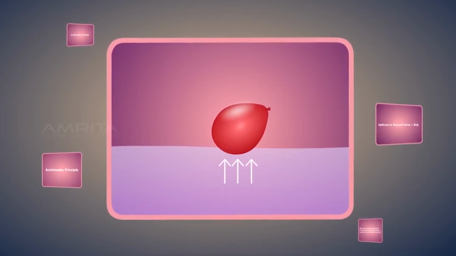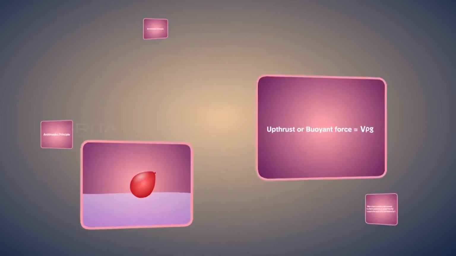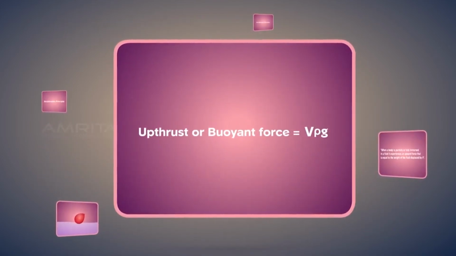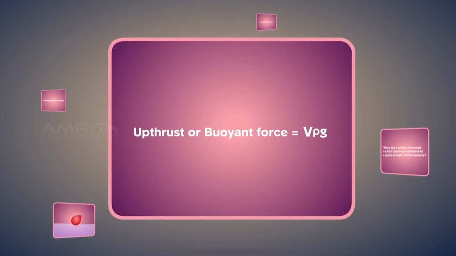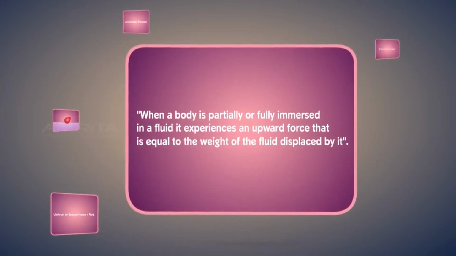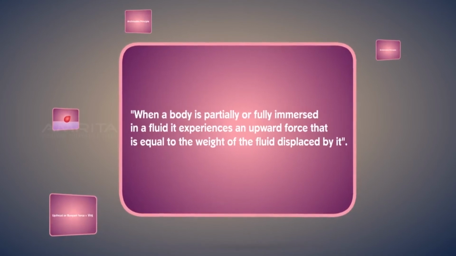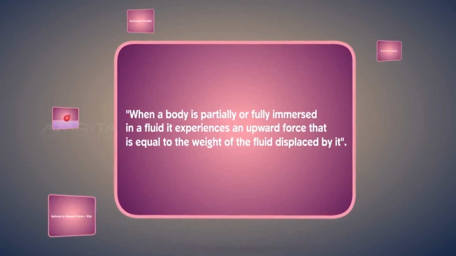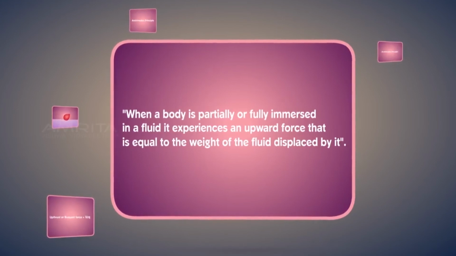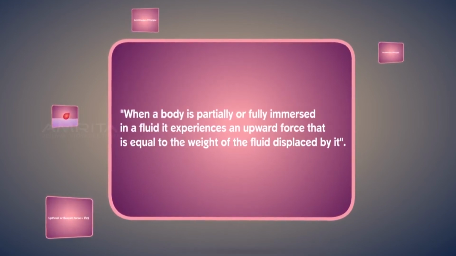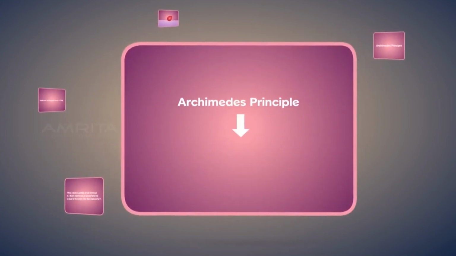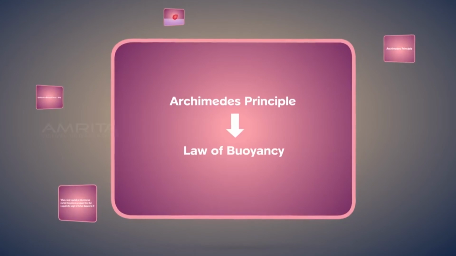Let's recap what you have learned about Archimedes' principle. The upward force exerted by a fluid is called upthrust or buoyant force. Buoyant force equals Vρg. Archimedes' principle states that when a body is partially or fully immersed in a fluid, it experiences an upward force that is equal to the weight of the fluid displaced by it. Archimedes' Principle is also known as the Law of Buoyancy.